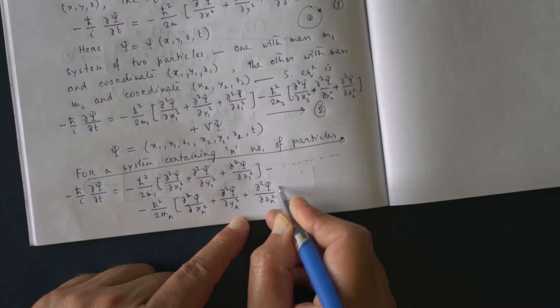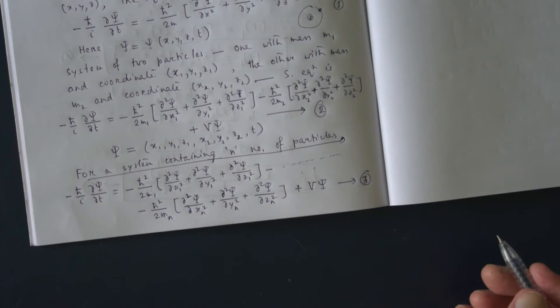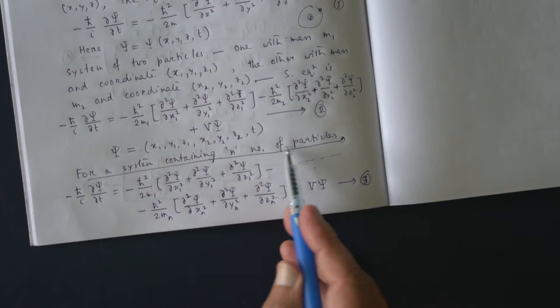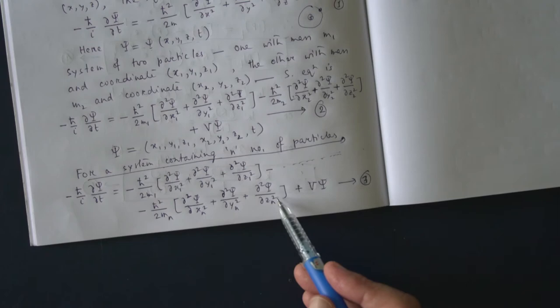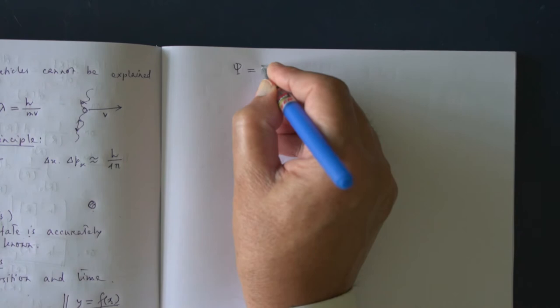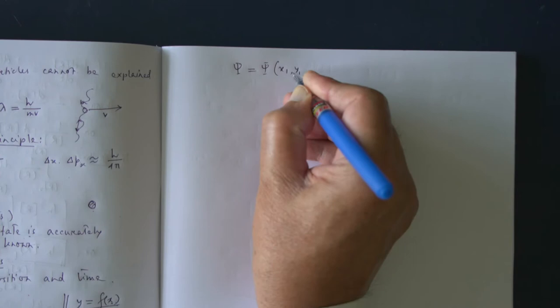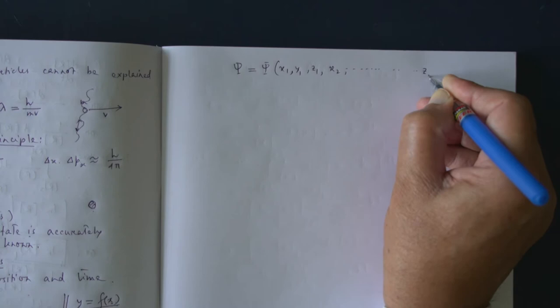Let me write the potential energy as V. So this is the equation for a system containing n number of particles. This is for the first particle, then the second particle, then the third, then the fourth, up to n number of particles. Now here psi will be a function of x1, y1, z1, x2, y2, z2, up to lastly xn, yn, zn, and t.